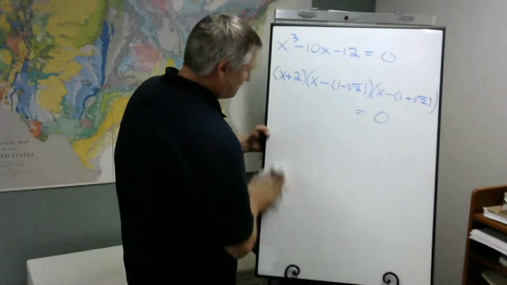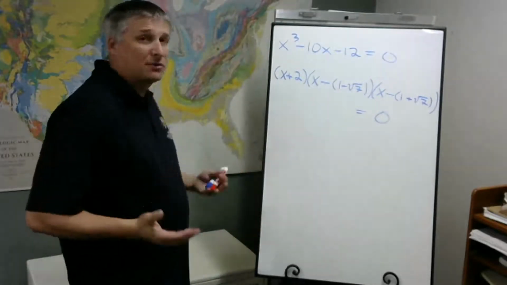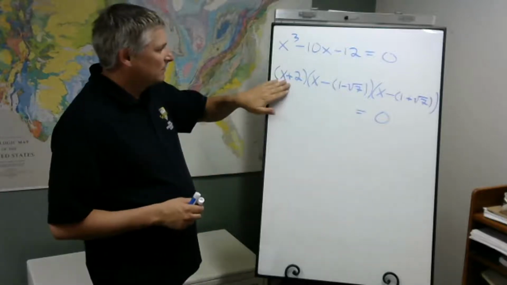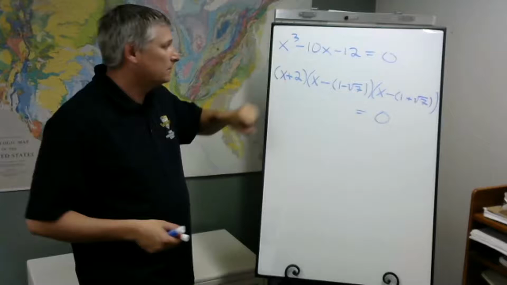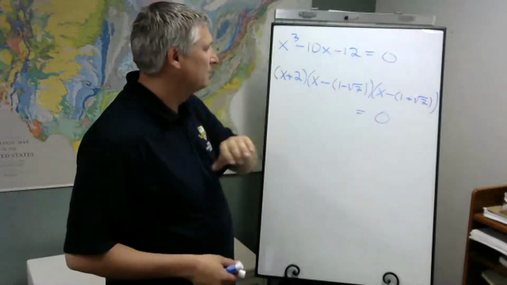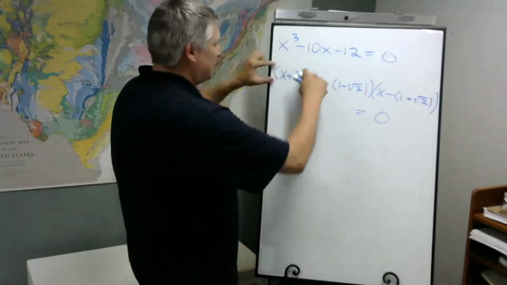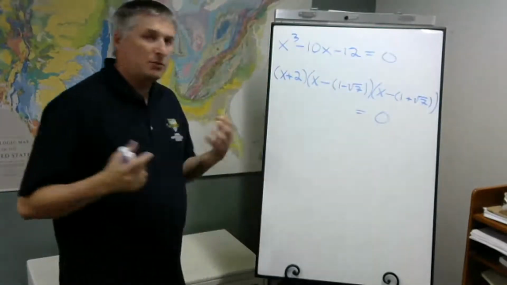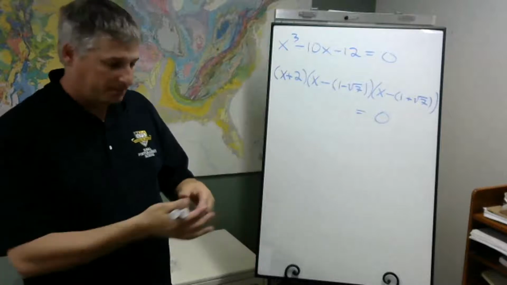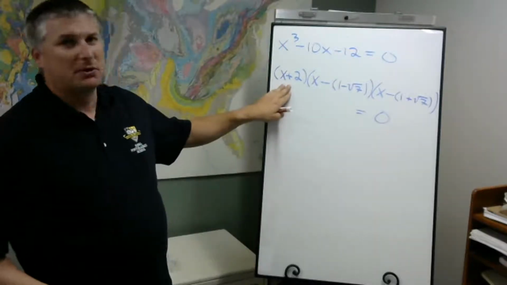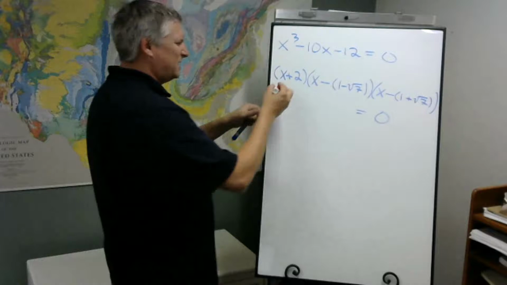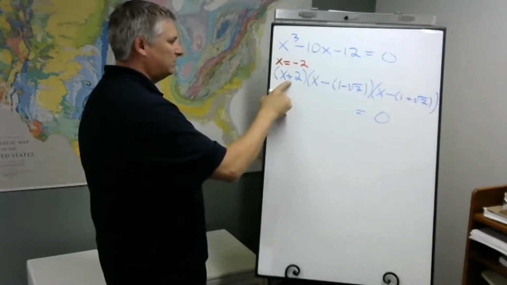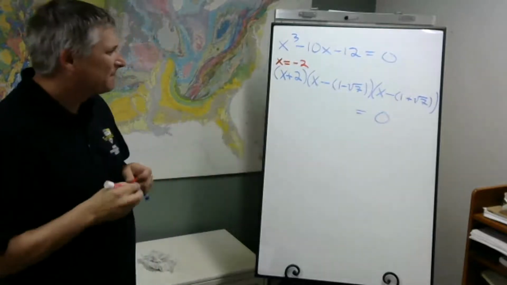So now we were asked to solve for x. So to solve for x, well, we're going to use the zero product principle. Three things multiply together. This thing times this whole thing times this whole thing. Those things multiply together give you 0. So what makes this 0? Well, when x is -2. -2 plus 2 is 0.